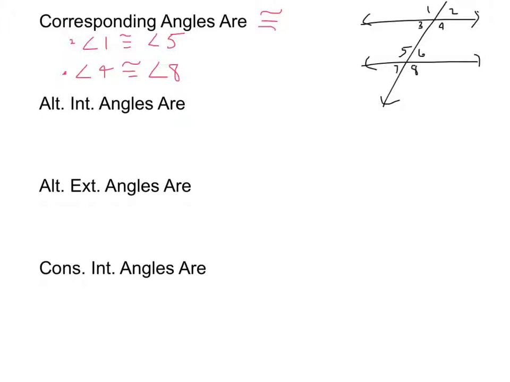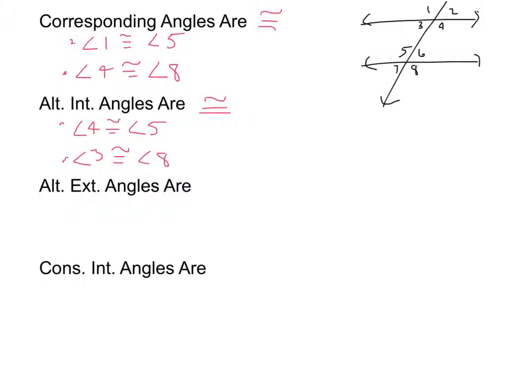Next, alternate interior angles are congruent. So, angles that are inside the two parallel lines and are across from each other, left and right, top and bottom. So, angle 4 is congruent to angle 5. We also have another set. Angle 3 is congruent to angle 8.